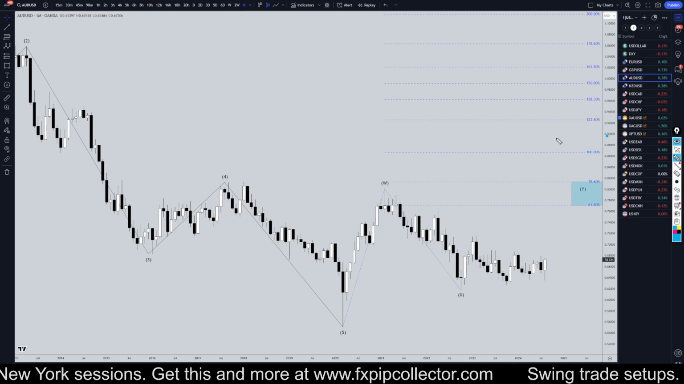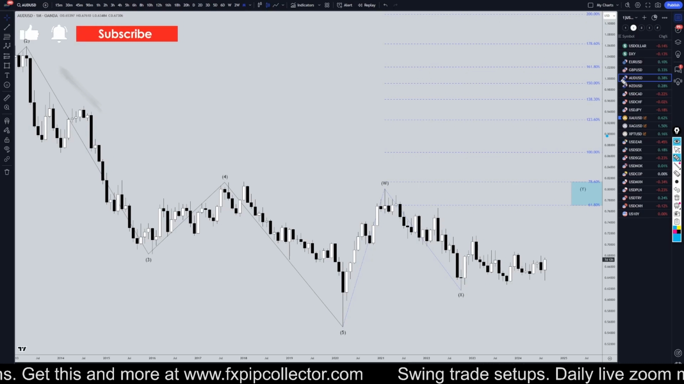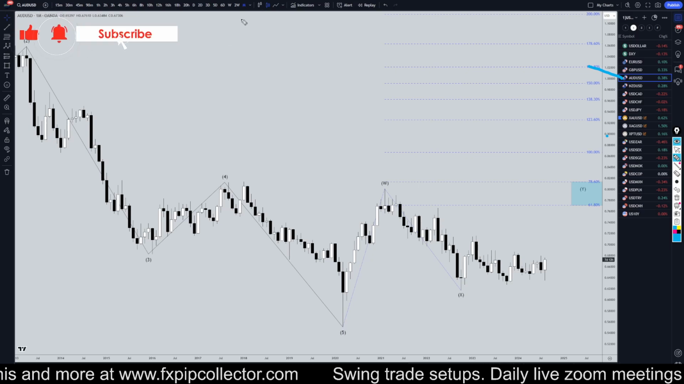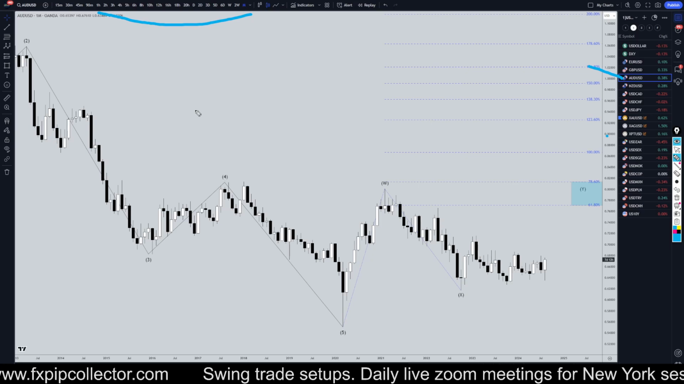Today is Friday, August 23rd, and I'm going to be analyzing the Aussie US dollar, starting on the monthly, working my way all the way down to the 1 hour time frame for the full top-down analysis.